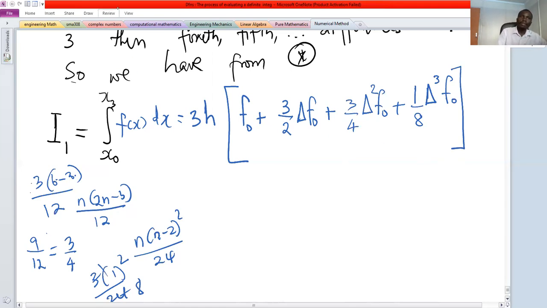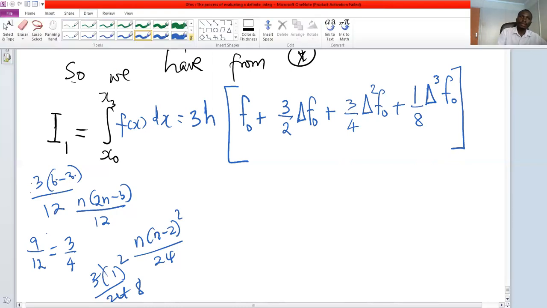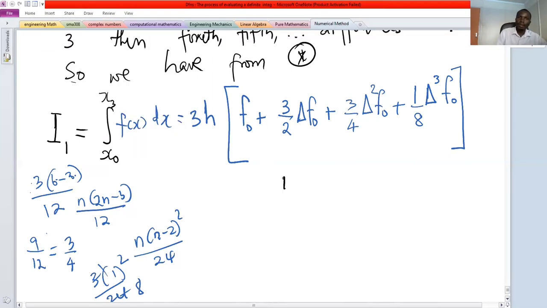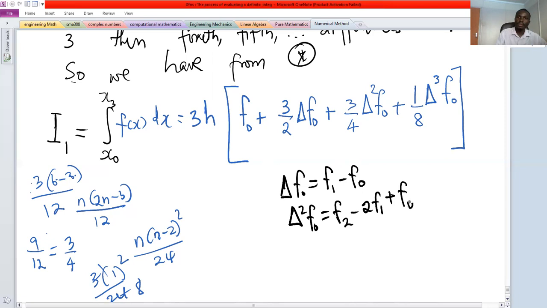Now just remember, forward of f0 is given by f1 minus f0. Second forward of f0 is given by f2 minus 2 f1 plus f0. And third forward of f0 is given by f3 minus 3 f2 plus 3 f1 minus f0. You can always confirm this.